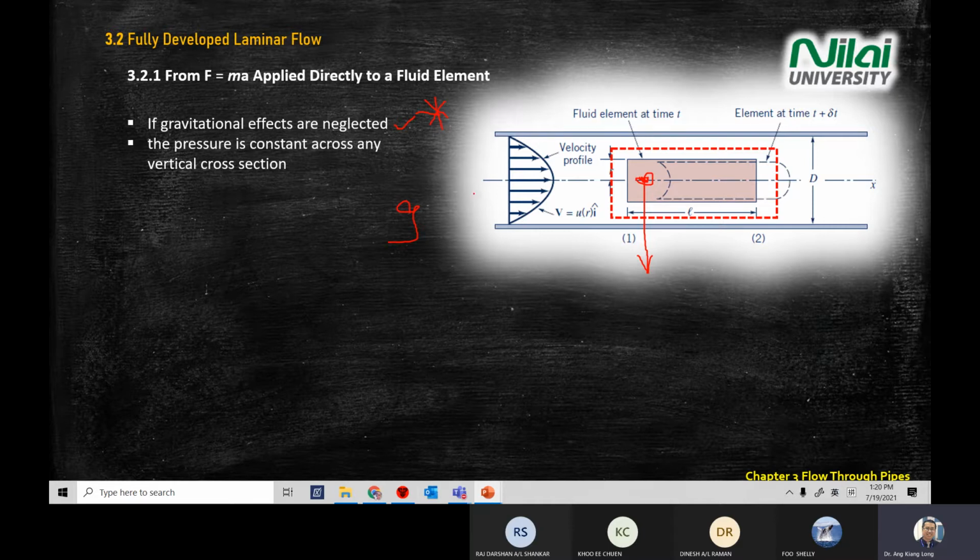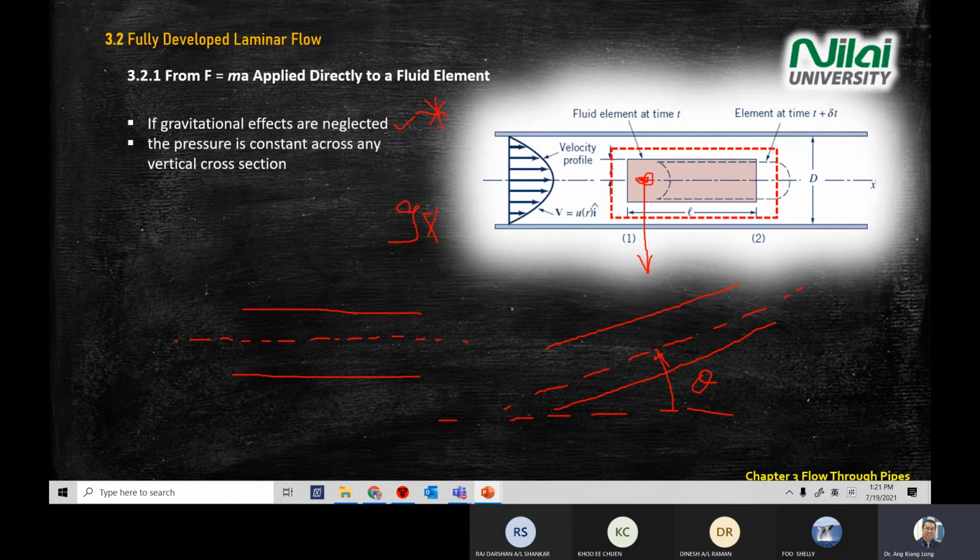At this moment, we are looking at a straight pipe. Later on, next lecture, we're going to look at a pipe that's slanted with an angle theta. So far, we deal with straight pipe, so gravitational force we do not consider. However, when it comes to an angle, then you need to read the question carefully. Sometimes you need to consider it, sometimes you don't.